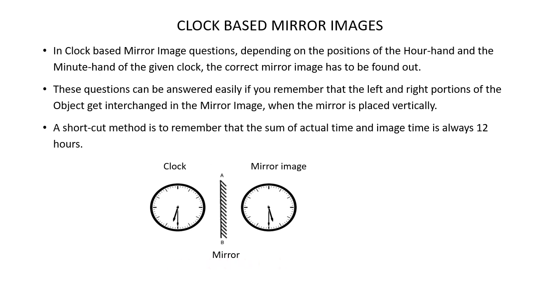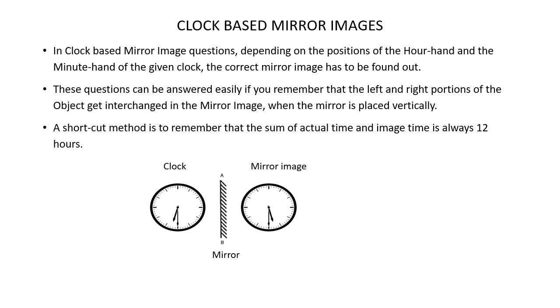So this is the clock which shows the time 6:30. This is the mirror which is placed vertically. And this is the mirror image of this clock. Now clearly here you can see that the hour hand, which is in between 6 and 7 on the left hand side of the clock, will appear between 5 and 6 on the right hand side in the mirror image. Now the minute hand is exactly on the vertical line pointing at 6.